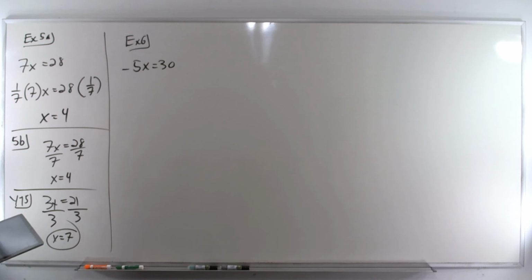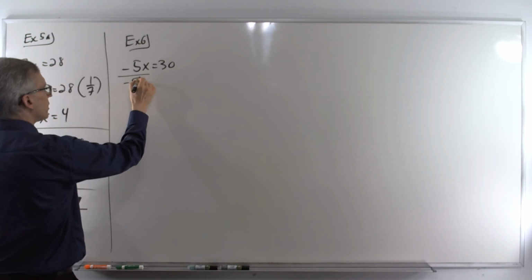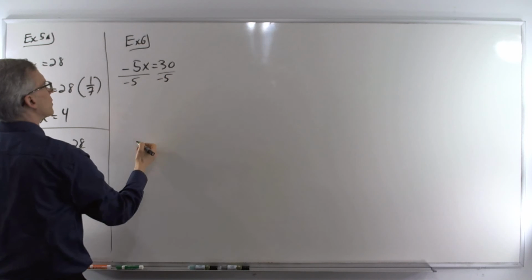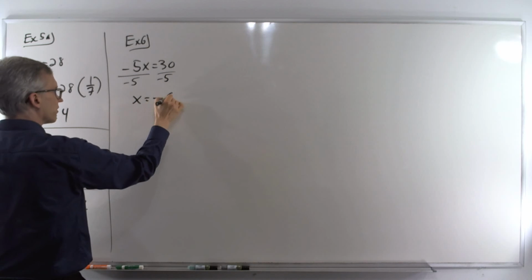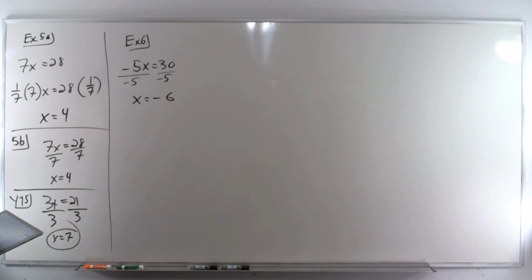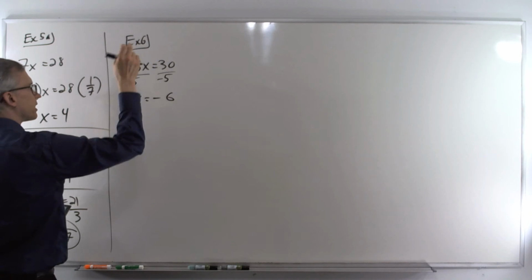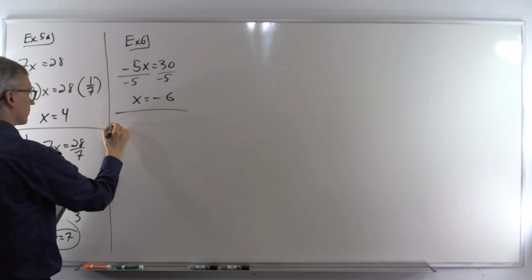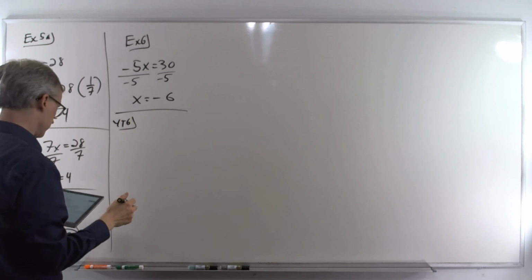All right, now we've got a negative coefficient, negative 5 on the x. So that means we need to divide by negative 5. And on the right, positive divided by negative is negative, so x is negative 6. And if we plug it back in, negative 5 times negative 6 is positive 30. Your turn, number 6.